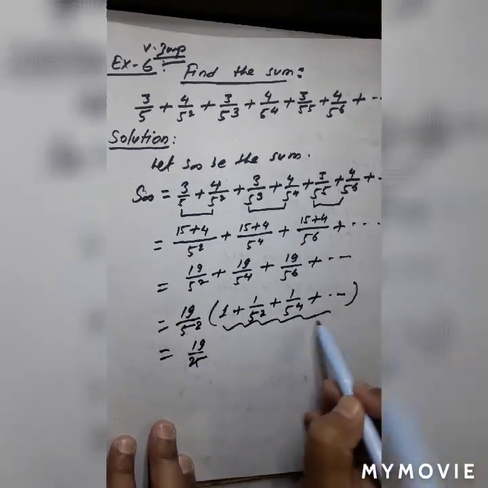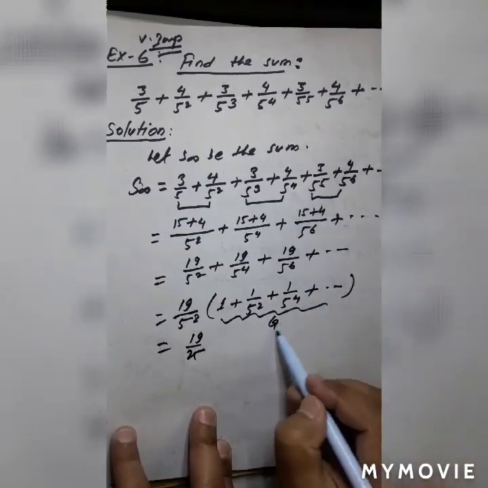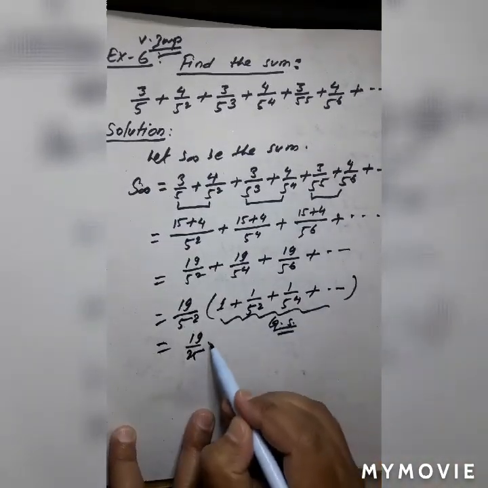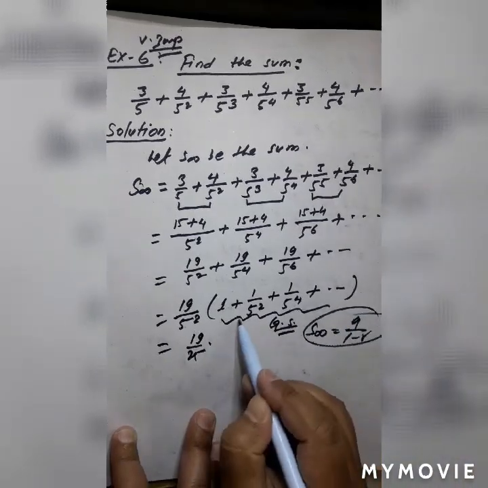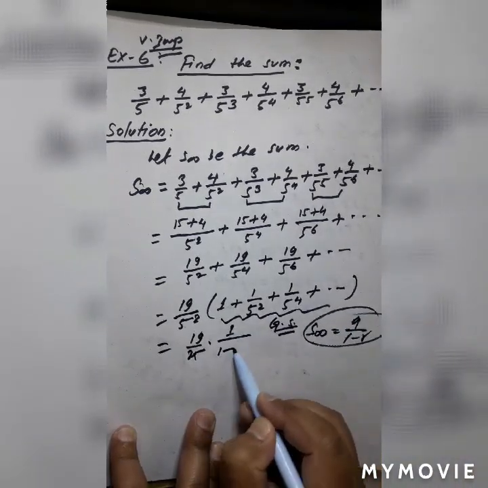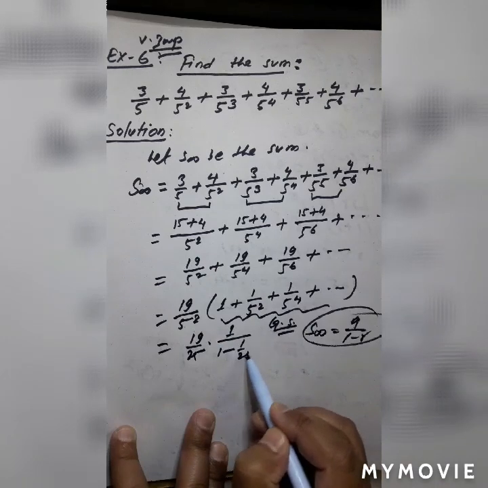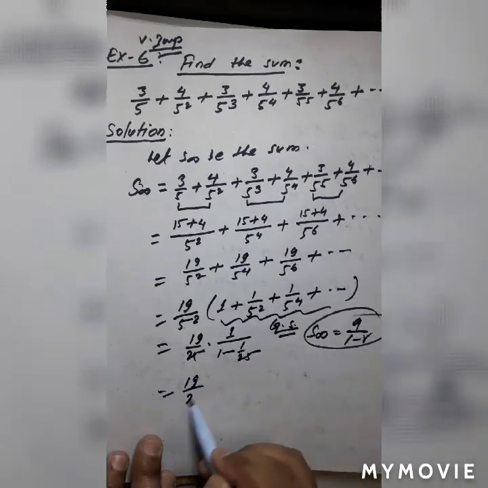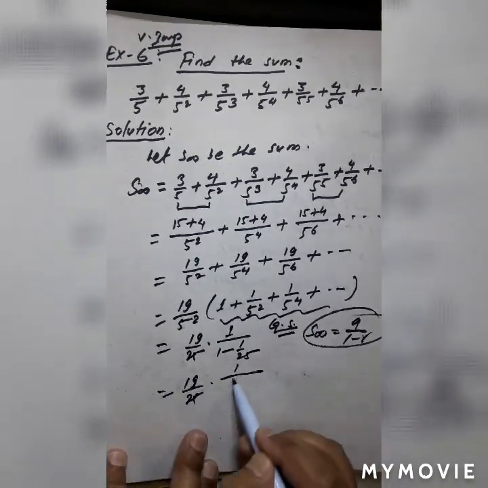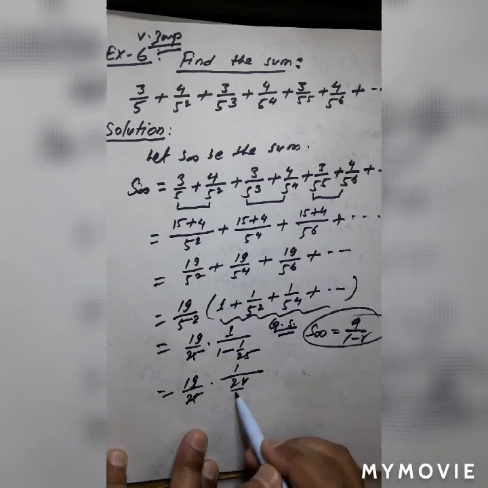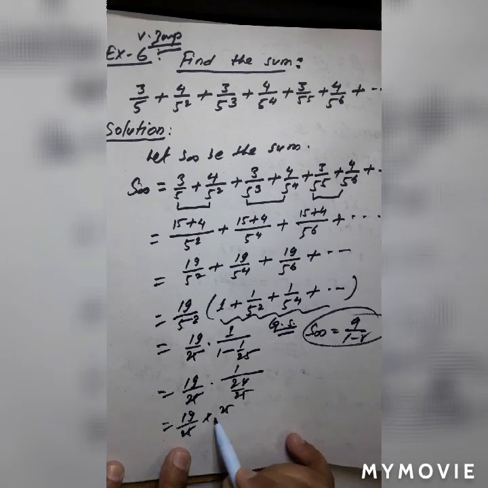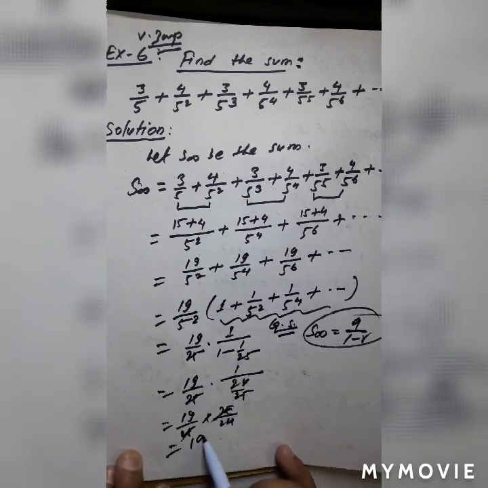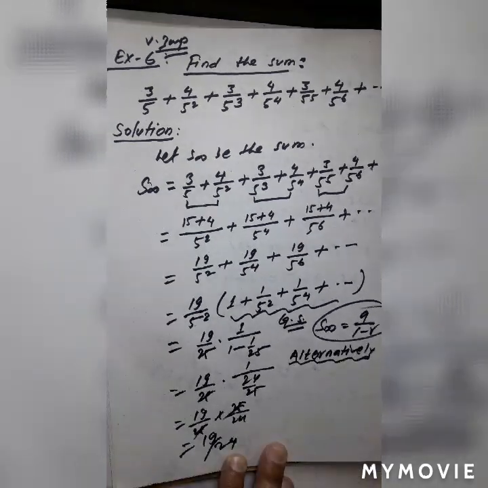Now this became a geometric series. Use the formula: a by 1 minus r. So 19 by 25 into 1 by 1 minus 1 by 25, which is 24 by 25. So this becomes 19 by 25 into 25 by 24. In this way you get 19 by 24.